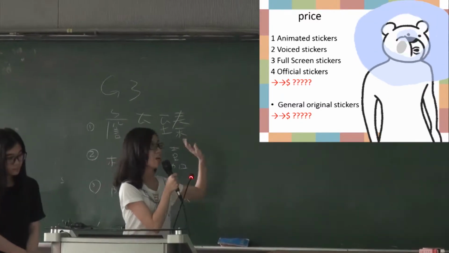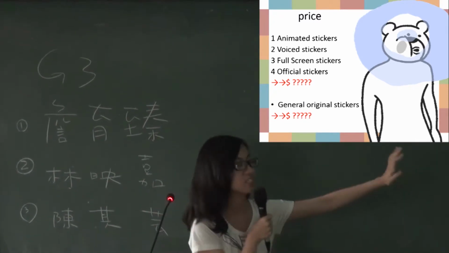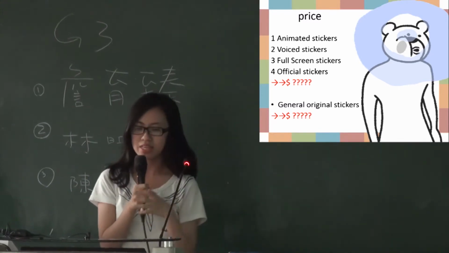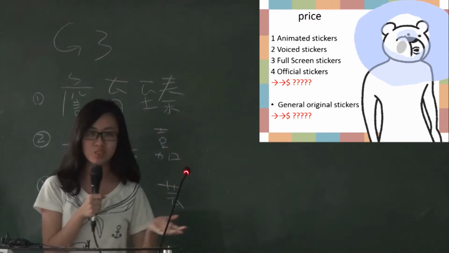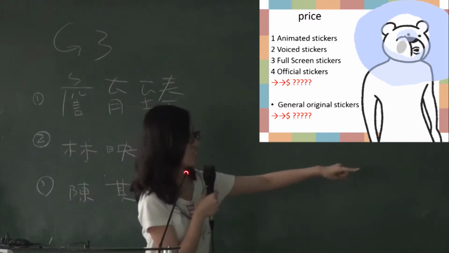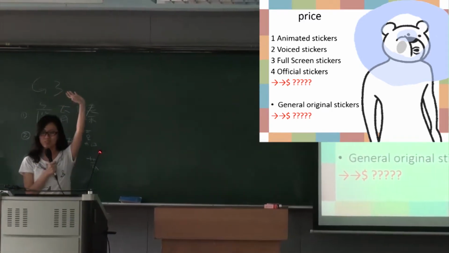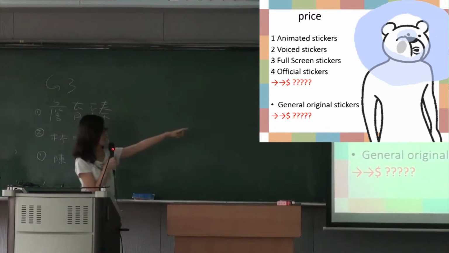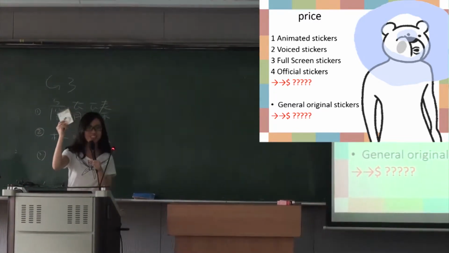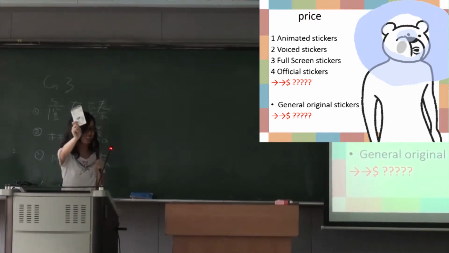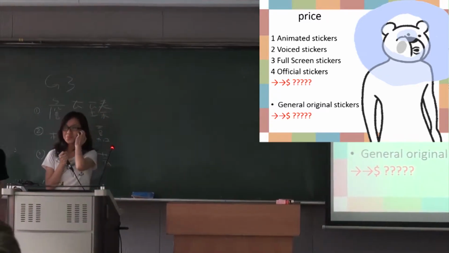After the video, you can guess and say the price of these two kinds of stickers. The first kind is animated and voiced, full screen and official. How much money do we need to spend to buy it? And the next is general original stickers, 就是一般的静态贴图。Do you want to answer that question? How much money and how much money? And the right one, you can get a real sticker, not a virtual sticker. Okay, you can choose one of them. Do you know that? Anyone?